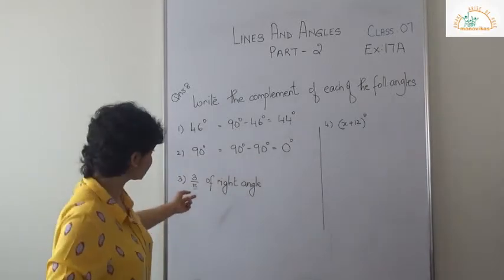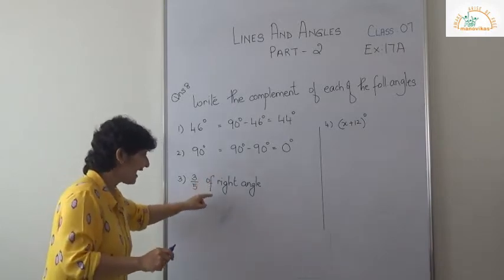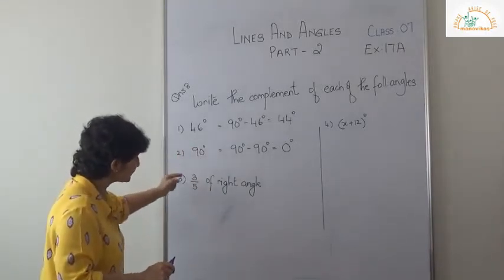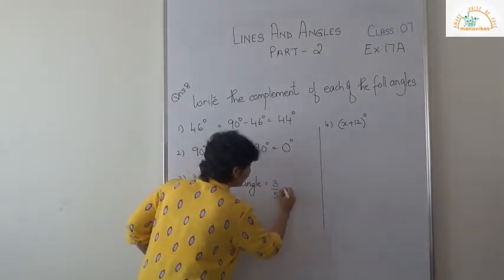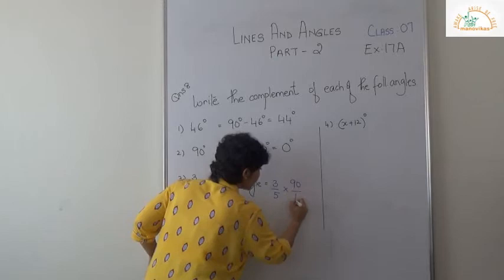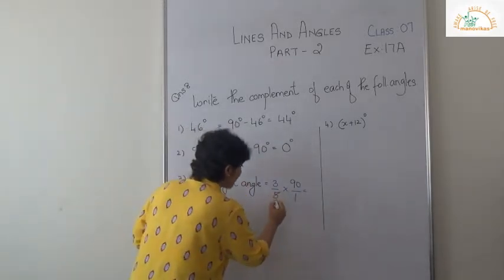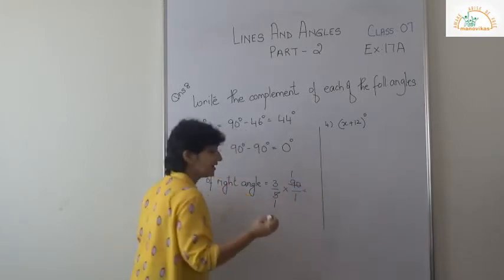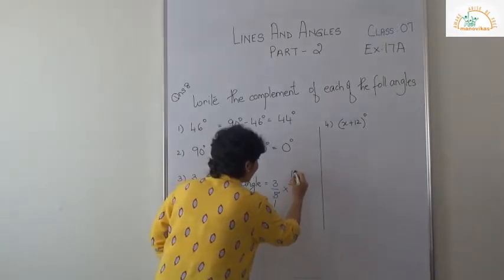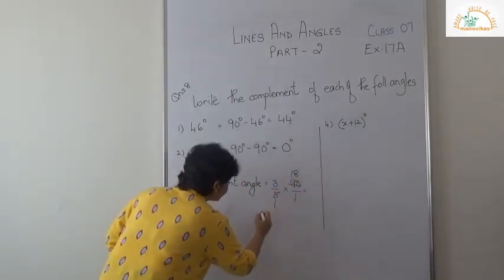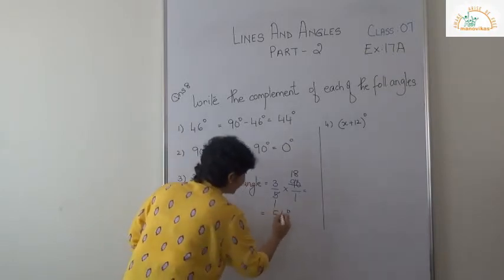Now how do I work this out? 3/5 of right angle. You have to find out the angle first here, children. So what is the meaning of 3/5 of right angle? 3/5 into 90 degrees. First find the angle, children. So when I reduce, 5 ones are 5, 5 ones are 5, 6, 7, 8, 9. So that is 18. 5 eights are 40. So 18 multiplied by 3 will give me 54 degrees.